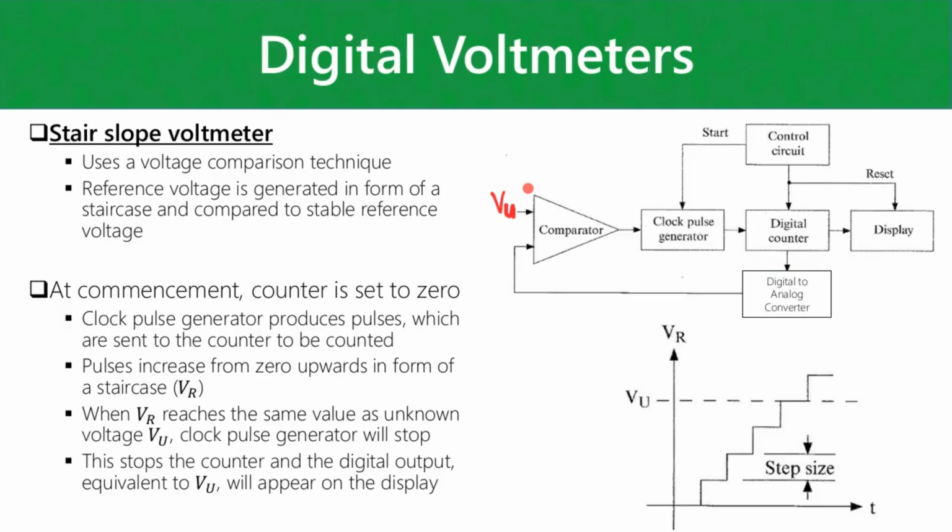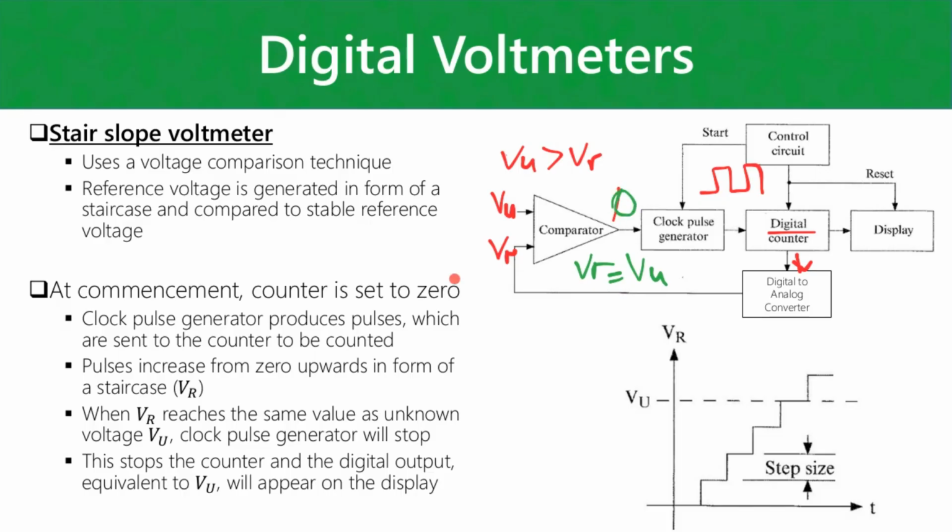So again, as long as the unknown voltage is bigger than your reference here, or your changing reference, you're going to output 1. So for VU bigger than VR. And that clock pulse generator here is going to generate pulses for as long as the comparator is outputting 1. And that's going to increment your digital counter. That value is going to be sent onto your digital to analog converter, which then will increment your reference voltage up until VR is equal to your unknown voltage.